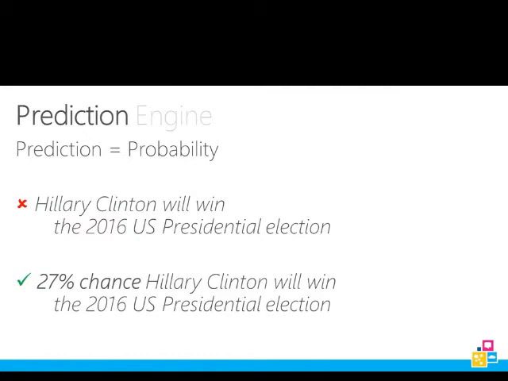I just wanted to set the stage and set some context. What do we mean by a prediction engine? Okay, let's break down this phrase into its parts. Prediction, first of all. At least for the purposes of this session, for the next three talks, by prediction I don't mean a categorical statement, "Hillary Clinton will win the next election," that a talking head or pundit may say. What I mean is basically a probability.